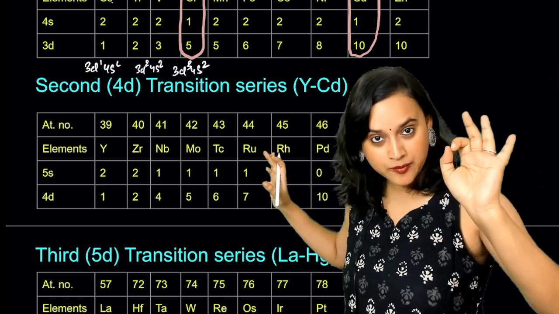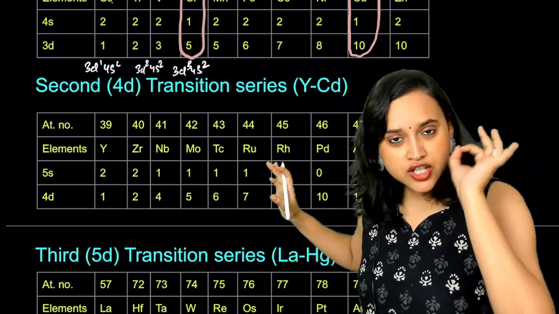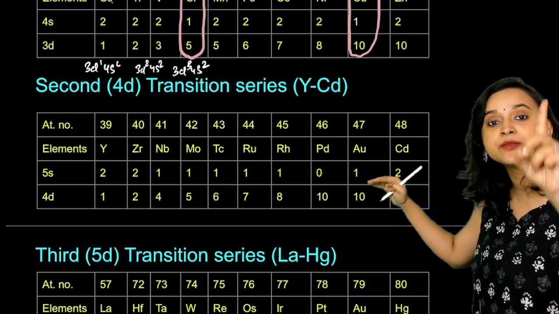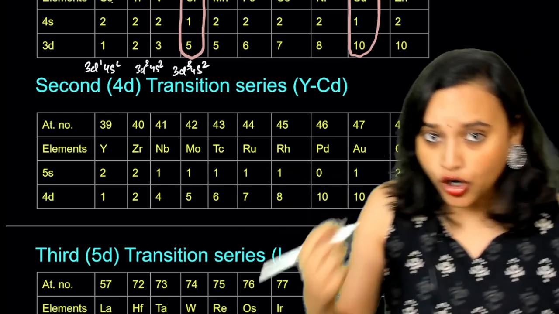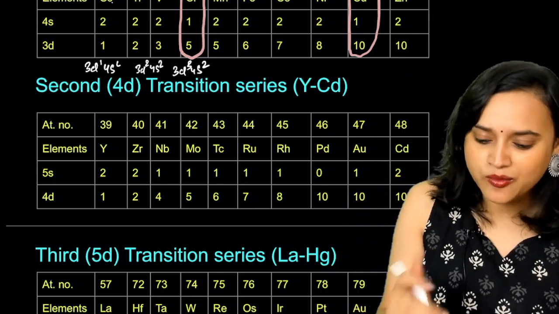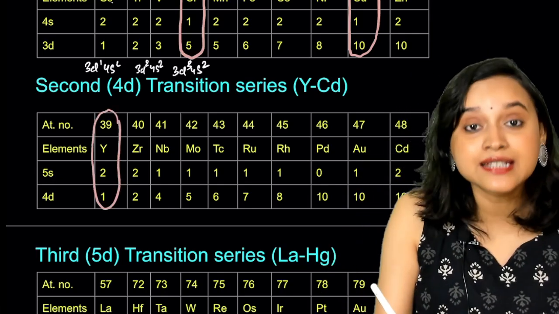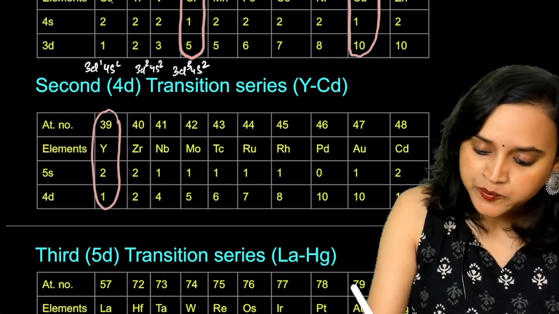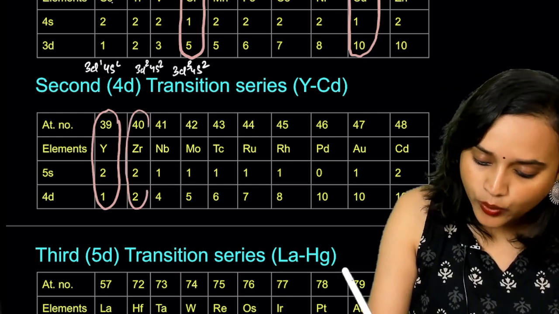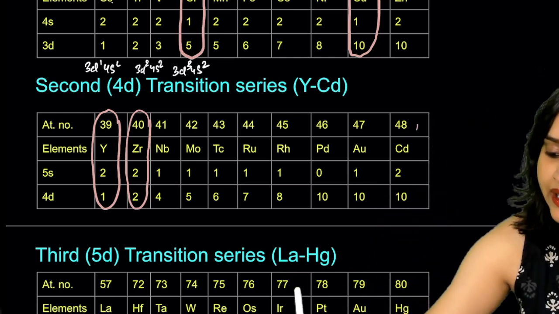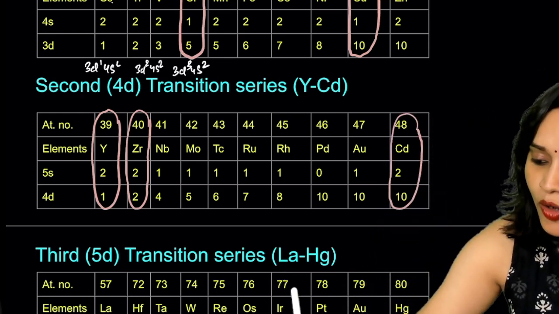It is an exceptional electronic configuration. However, if you notice, the majority of them also have only 1 electron in 5s. So according to me, the exceptional ones are very few. So consider yttrium as an exception, because 5s2, 4d1. Now consider zirconium, where you have 5s2, 4d2.